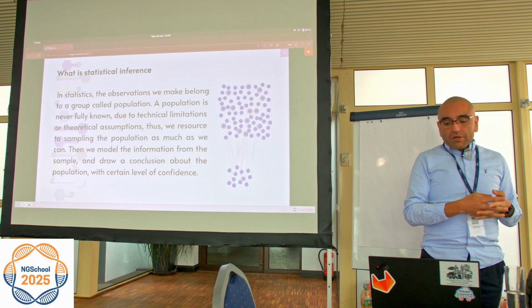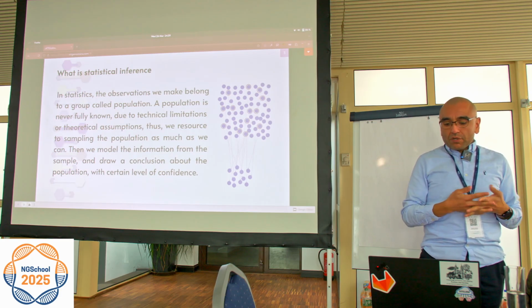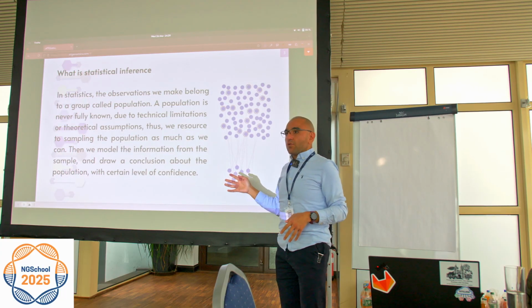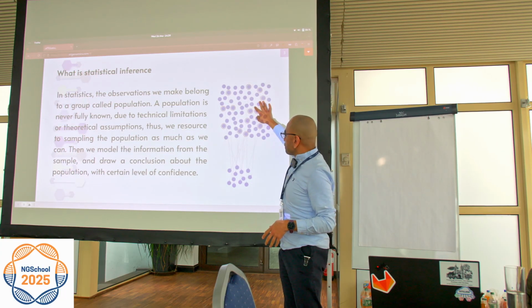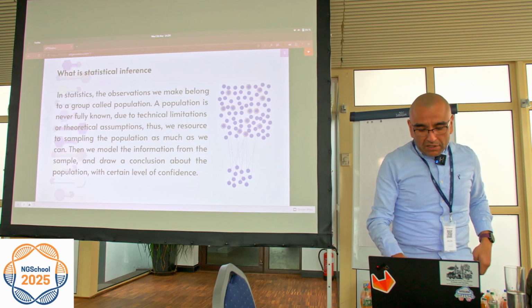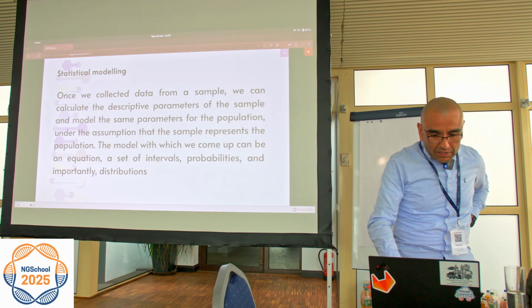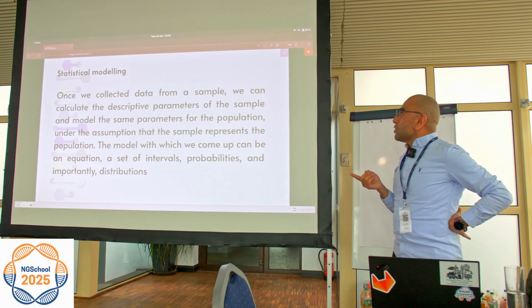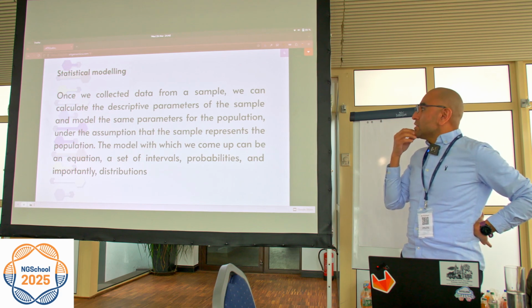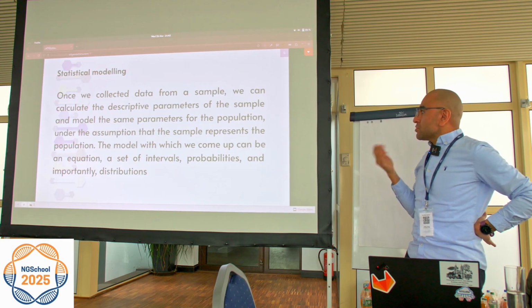In that case, we resort to sampling from that population as much as we can, and then we model the information that we obtain from a sample, and from this modeling, we can infer some conclusion about the population, obviously with some degree of confidence or with some degree of uncertainty. When we collect the data from a sample, we can calculate the descriptive parameters, and we can model the parameters to see whether they are likely to happen or not.